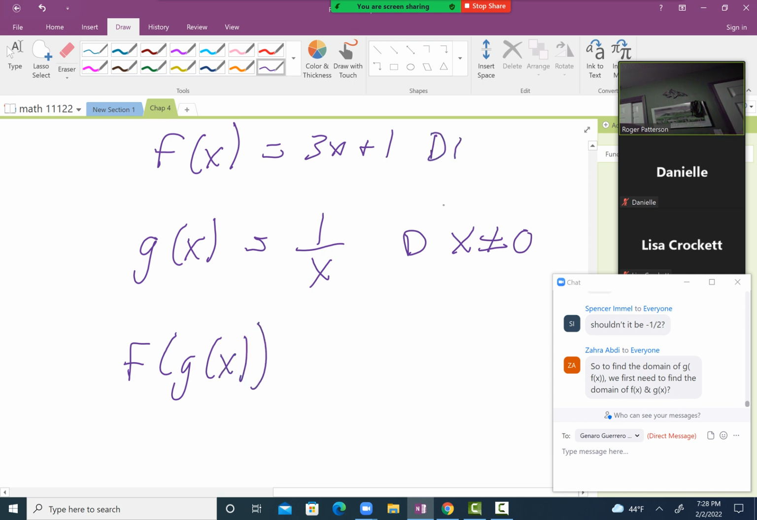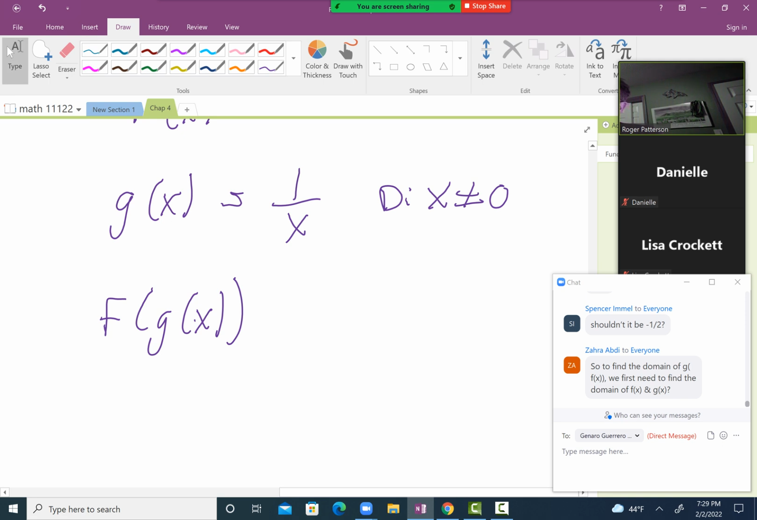So the domain of this one is all real numbers. There's no problems there, so this should work out just great. So here we go. The domain of this is x cannot be equal to 0, right? But any output that I get out of that g will go into f, because there's no problems with f. Okay, there's no problems. So let's do this composition.